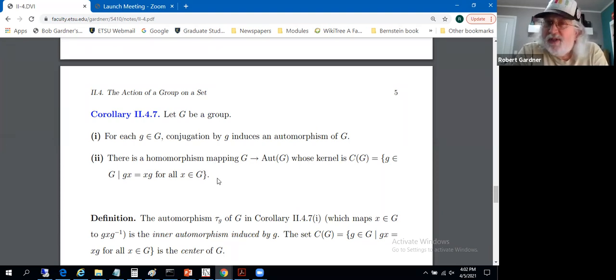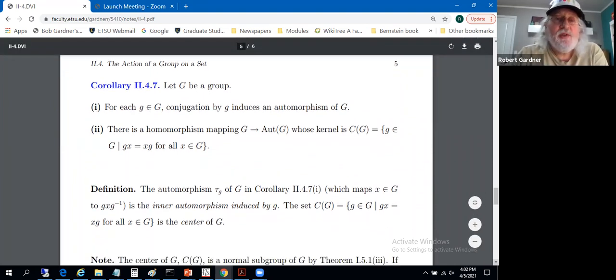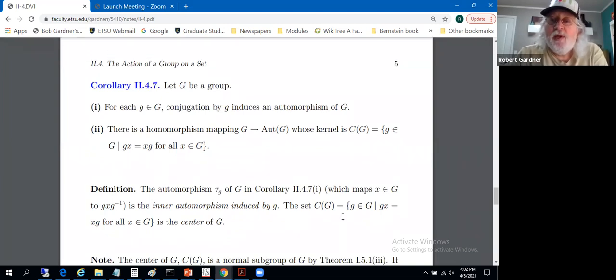We probably in homework exercises encountered this C of G set before. Actually, it's called a center. Let's look at the next definition before we go through the proof. This set C of G is called the center of the group. It's all elements in the group that commute with everything else. So it includes the identity for sure.